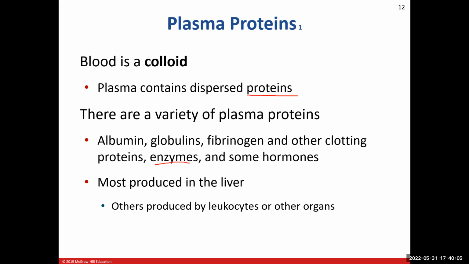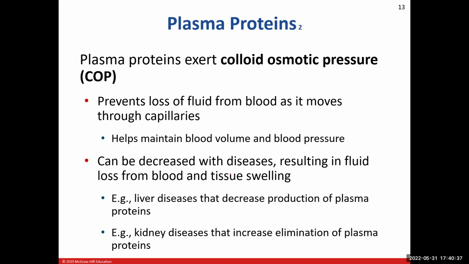Now, primarily, most of those plasma proteins are created by this wonderful organ, the liver. But others, not all, will be, obviously, you know that some of the hormones aren't going to be produced by the liver. They'll be produced by different glands, the adrenal glands, the thyroid gland, right? So again, the liver doesn't produce everything, but it produces most of those. So this is very important. So these organs are going to make these proteins and dump them into our blood.